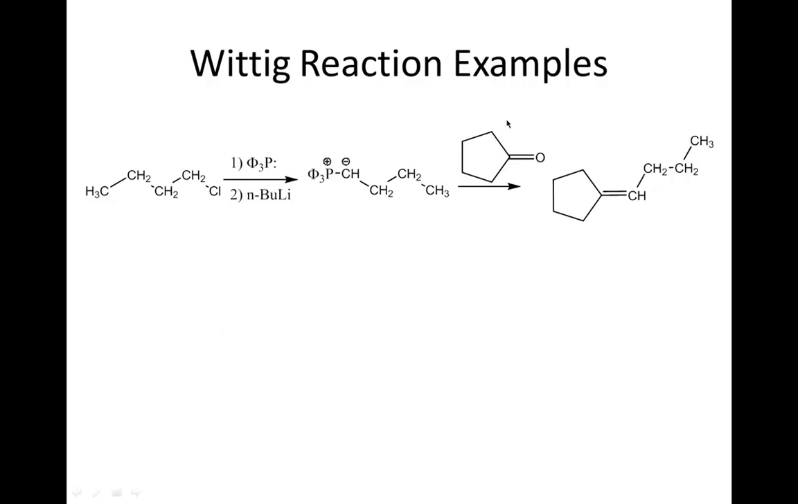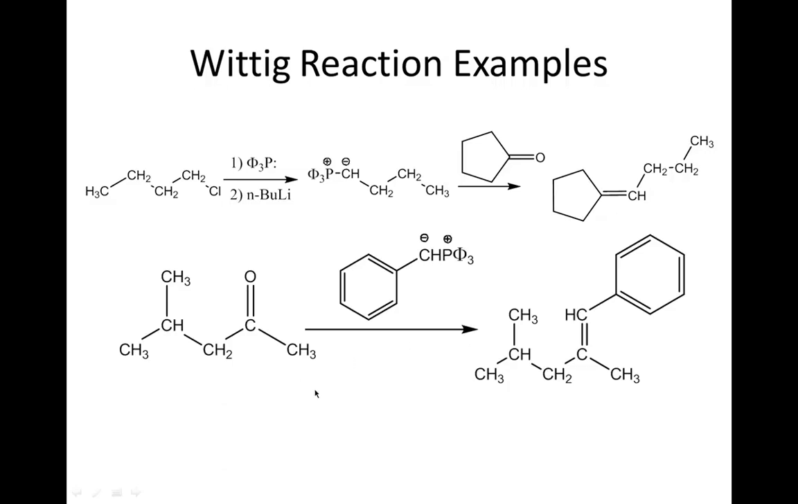And it's going to react with this carbon right here. And when all is said and done, we will have a double bond between this carbon and the carbon that was originally attached to halogen. We now have a double bond between those two. And we've added together all these carbons and all these carbons to make a new molecule.